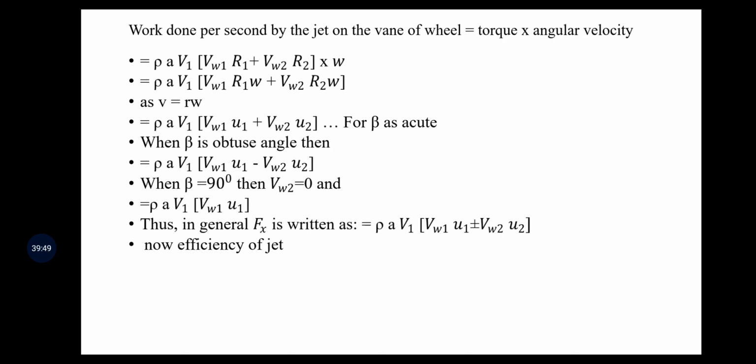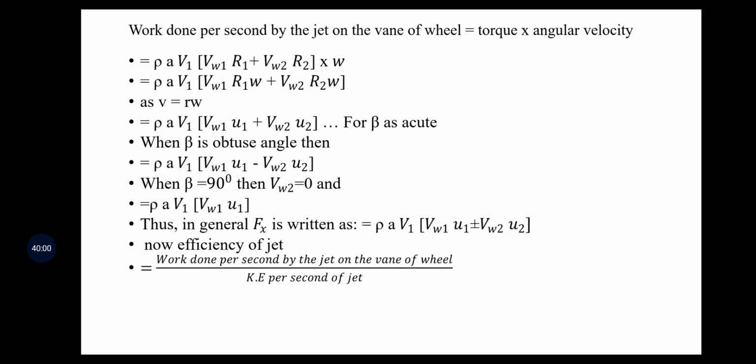Now if you want the efficiency of the jet, it is required in terms of turbines and all those things. The efficiency of the jet when striking the number of plates mounted over the wheel is the work done per second by the jet on the vane of the wheel upon the kinetic energy of the jet. That is, how much work the jet actually did upon the velocity with which it was striking, its kinetic energy. Putting in the work done per second, and kinetic energy being 1/2 m v square, that is v1 square.